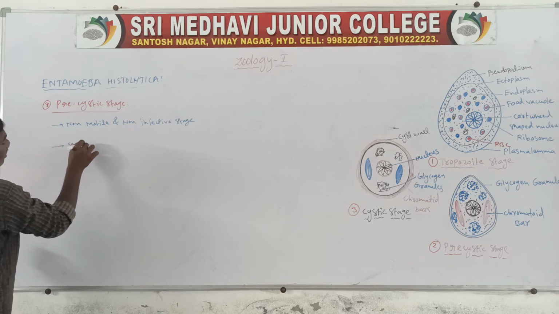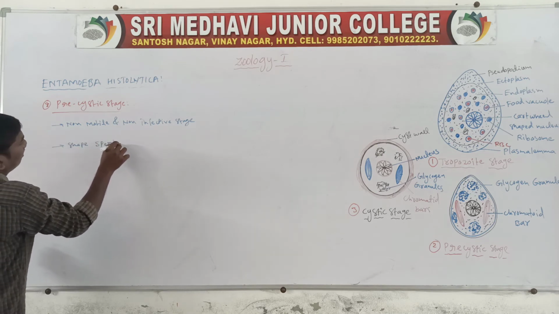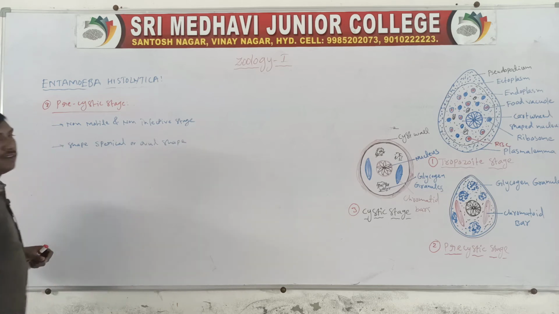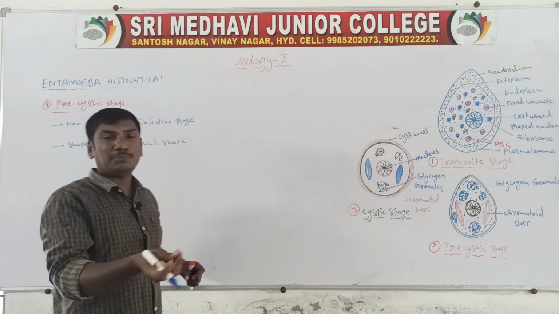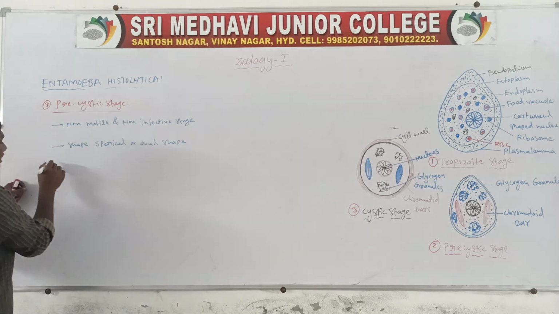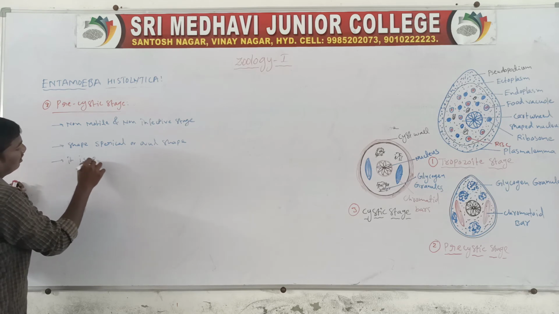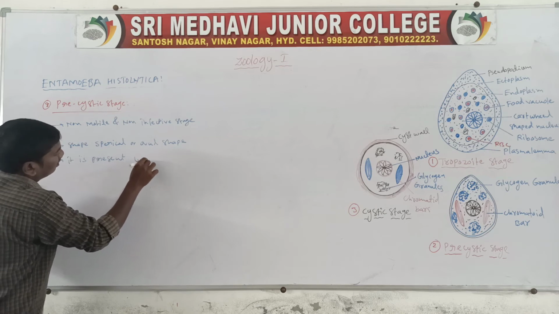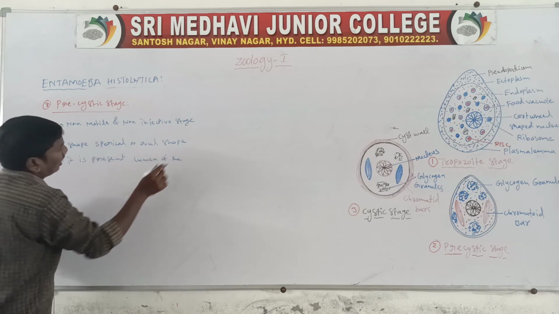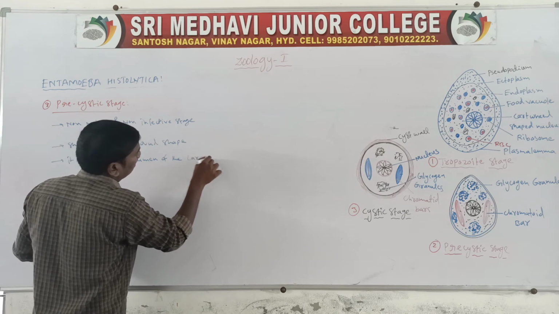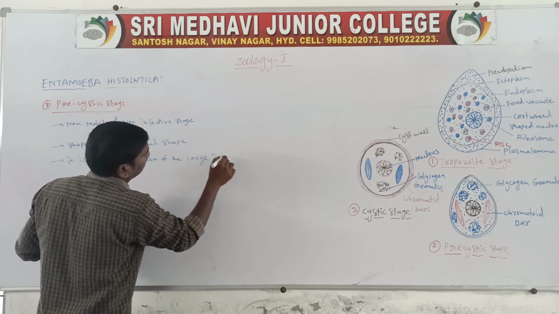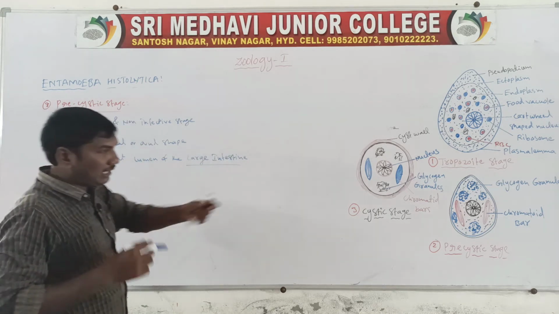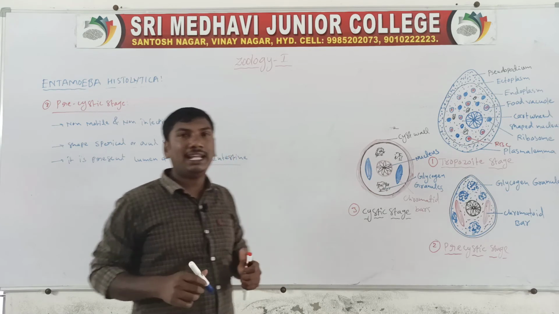Spherical or oval shape. Next, this stage is present in the lumen of the large intestine. So the precystic stage is present in the lumen of the large intestine.